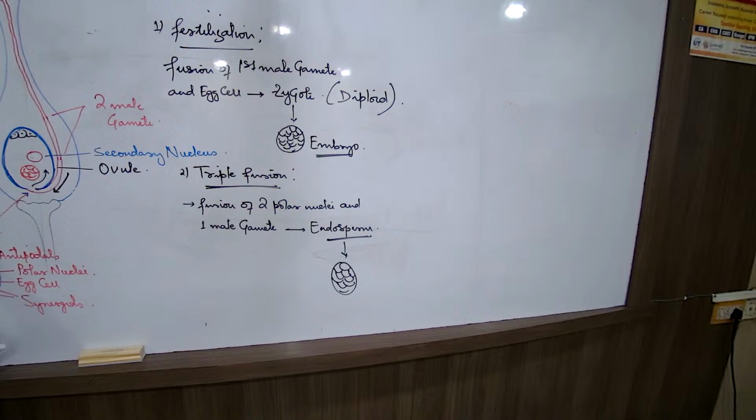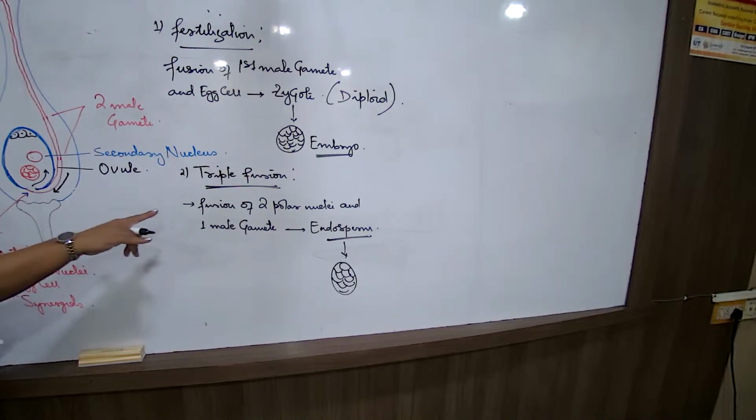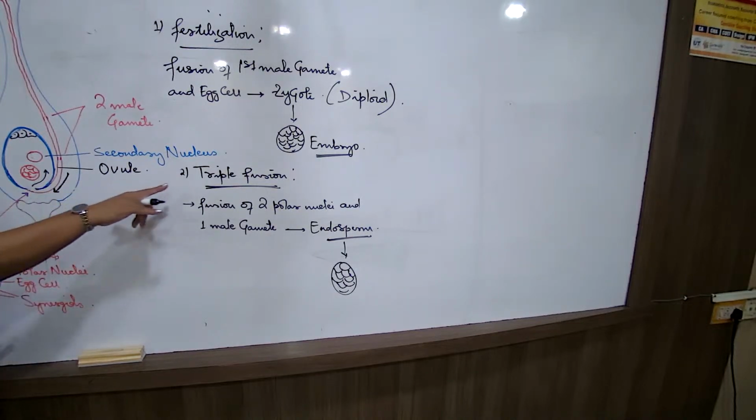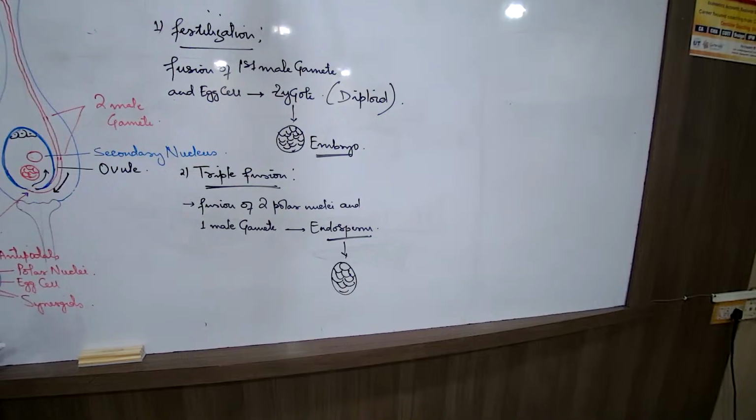Endosperm rather has three sets of chromosomes, from two polar nuclei and one male gamete, hence the process is named triple fusion. But will it remain a single cell? No, very soon that also gets converted into a multicellular structure. So at this time in the ovule, there is the embryo, multicellular, and there is the endosperm, multicellular.